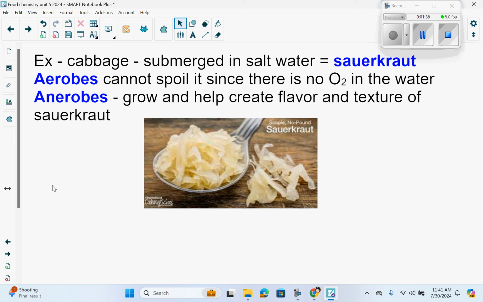So for example, cabbage. If it's submerged in salt water, and you also add some other spices, you get sauerkraut. Now, aerobes cannot spoil it since there is no oxygen in the water. Anaerobes will grow and help create the flavor and texture of sauerkraut.